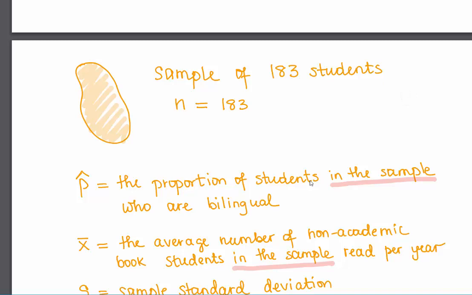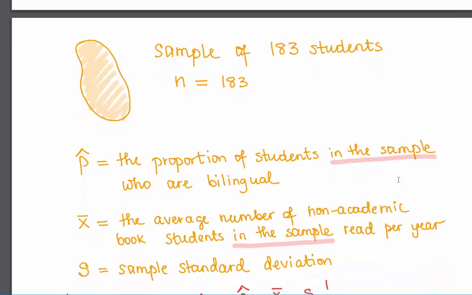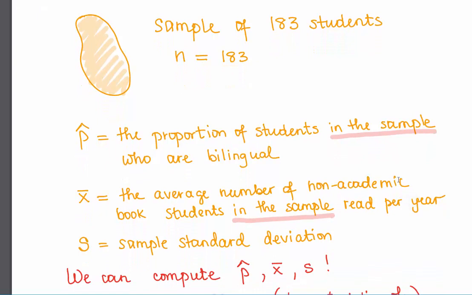I can compute the proportion of students in the sample who are bilingual. So p hat is the proportion of students in the sample who are bilingual. I can compute the average number of non-academic books that students in that sample read per year. I only have 183 students. That is very much doable. I can plug it in my calculator or Excel spreadsheet and compute the mean. I can compute the sample standard deviation. All of these things can be computed.